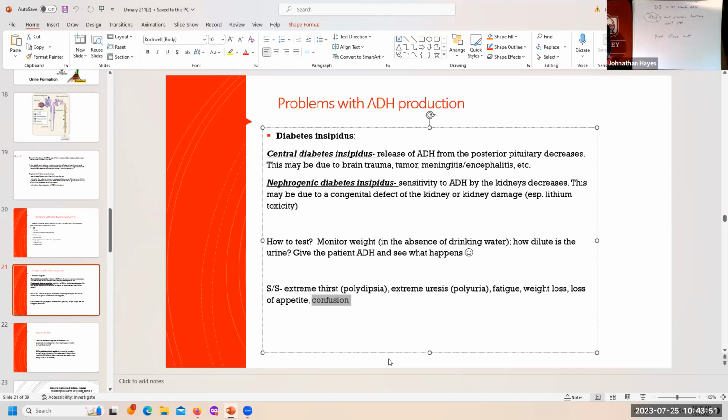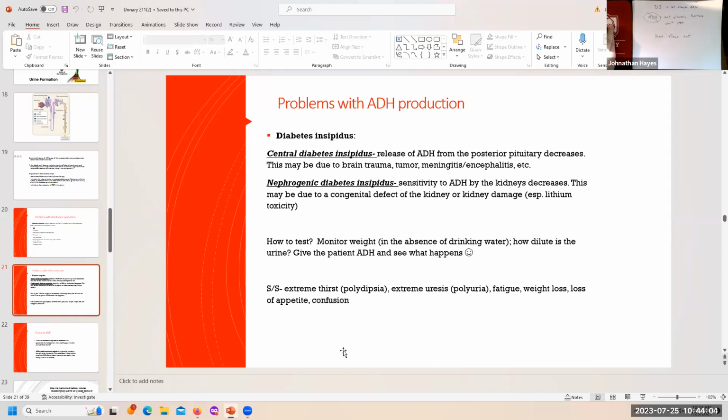You're going to have to notice the difference between how much fluid they have taken in, like we've given them 2 cups of water, and how much fluid has gone out, they've peed out 2 gallons. That definitely would indicate diabetes insipidus. Okay. So pretty easy, pretty straightforward, right?